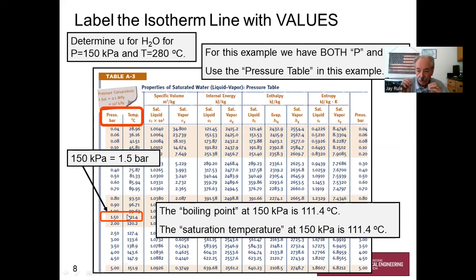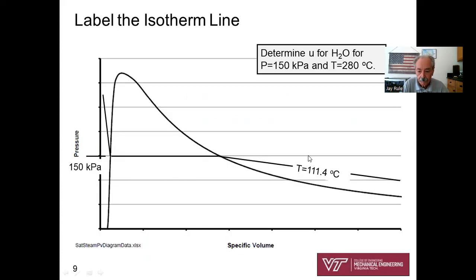Jot that down. You're going to write that down on your PV diagram. You're going to label that isotherm that you drew with 111.4, so all temperatures on this line are 111.4. You're also going to label your pressure 150 kPa. So you're getting somewhere on your sketch. It's kind of like pre-work.